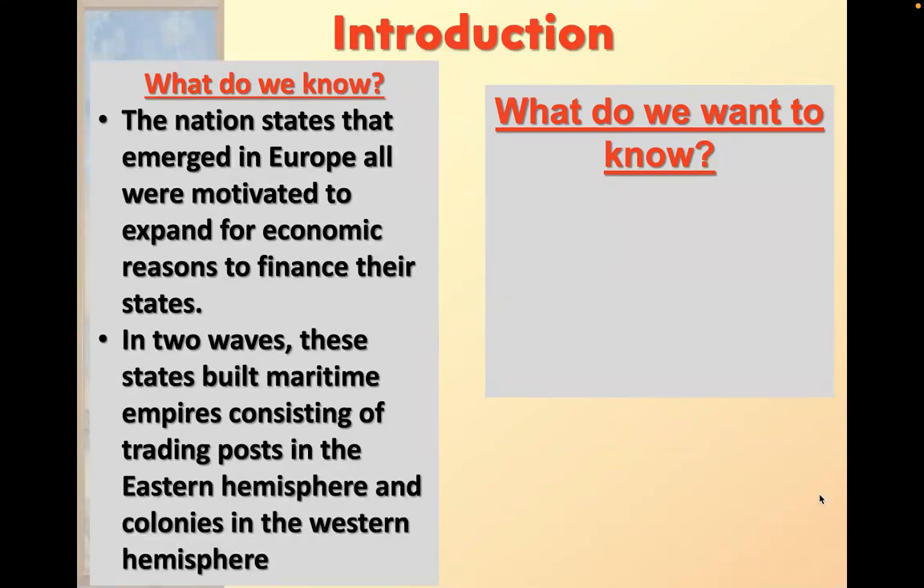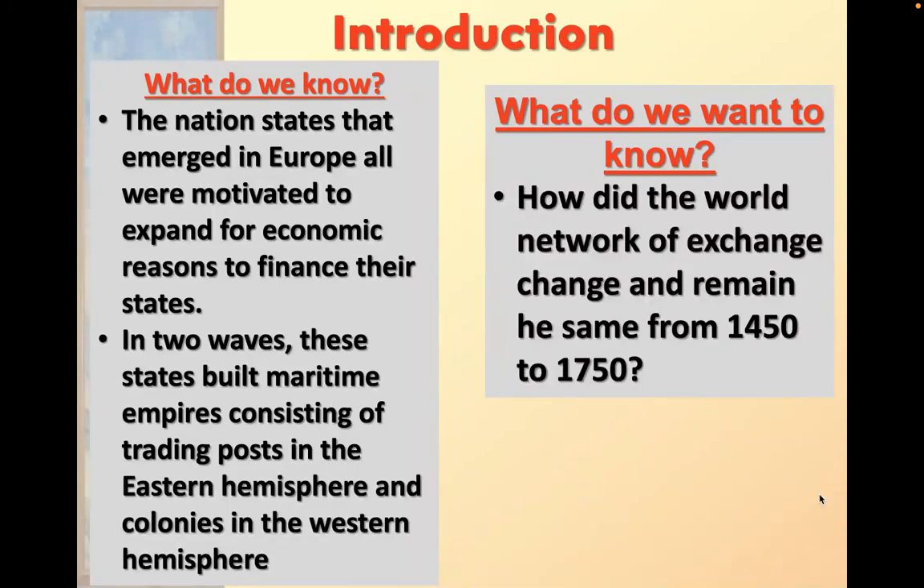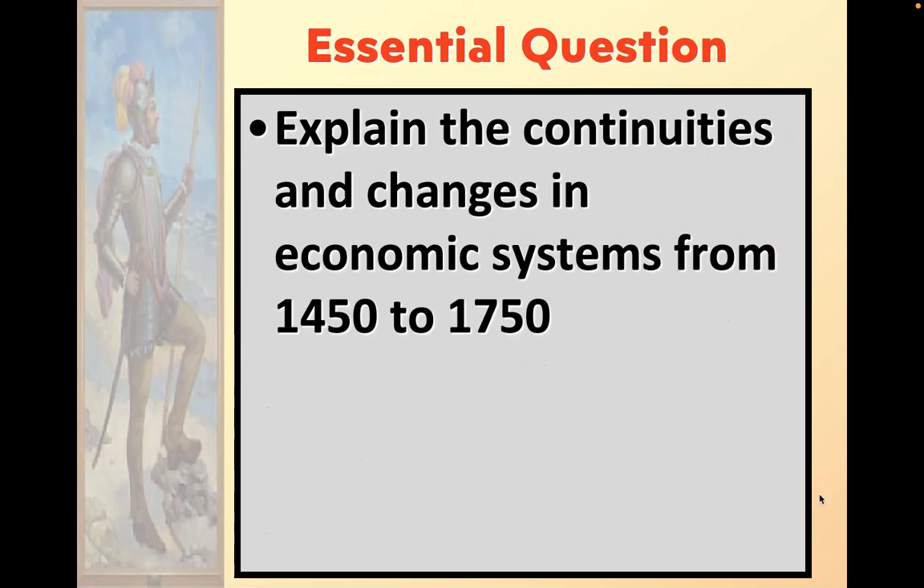So this occurred in two waves. You have the Iberian or the Southern wave between 1450 and 1600. Then you have the Northern wave. What we don't know, or what we want to know, is how did the network of exchange change and remain the same from 1450 to 1750? So our essential question today is to explain the continuities and changes, focusing specifically on economic systems, but also including some other processes that we've covered throughout the year.